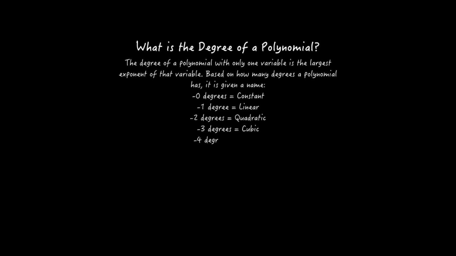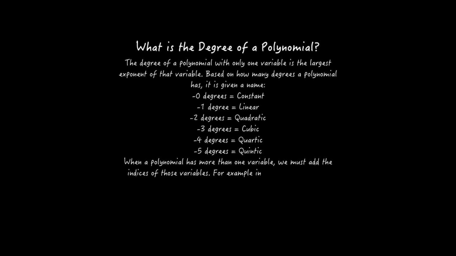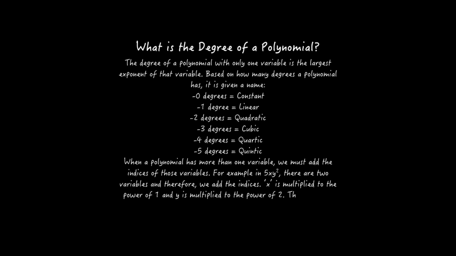What is the degree of a polynomial? The degree of a polynomial with only one variable is the largest exponent of that variable. Based on how many degrees a polynomial has, it's given a name. 0 degrees it's constant, 1 degree is linear, 2 degrees quadratic, 3 degrees it's cubic, 4 degrees it's quartic, and 5 degrees it's quintic. When a polynomial has more than one variable, we must add the indices of those variables.